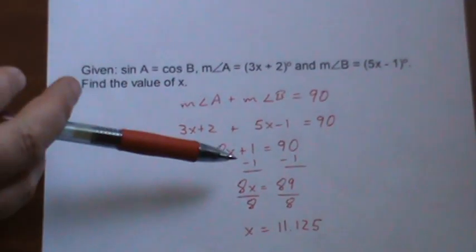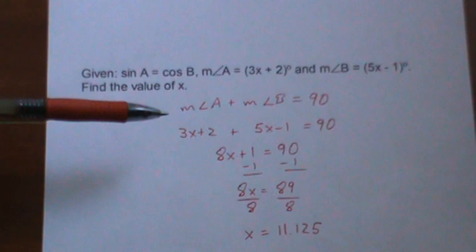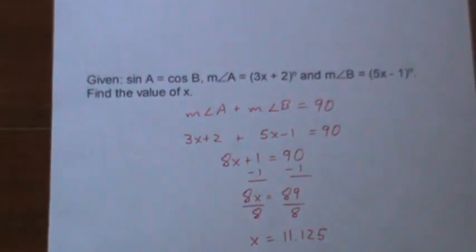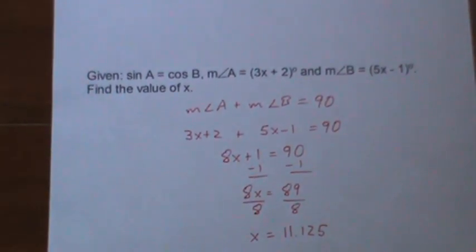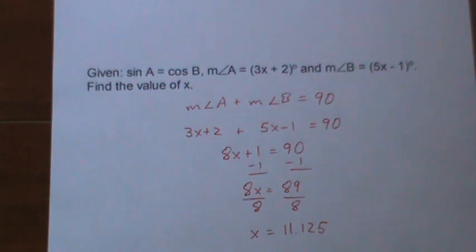To solve, I subtract 1 from both sides of the equation, then divide by 8 on both sides of the equation. I wasn't told to round, I was just asked to find the value of x, so I could say that x is equal to 11.125, or if you'd rather write that as a mixed number, you could write it as 11 and 1/8.